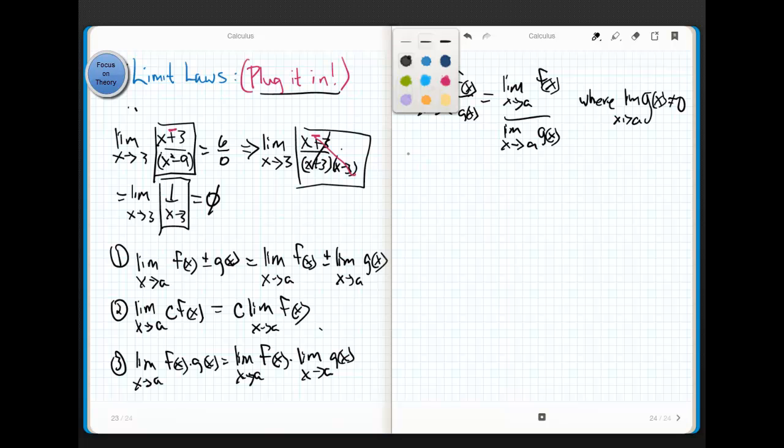So where am I? 4, 5, where am I? Oh, I'm on rule number 5. Now again, we talked about all these. If you need me to clarify these further, I would be happy to do it. I just want to make sure it makes the list so we don't get too crazy.